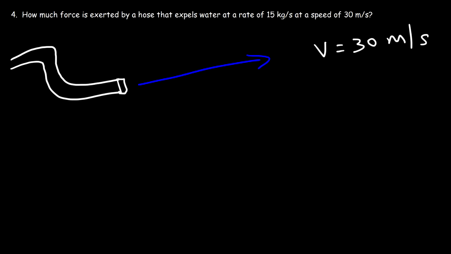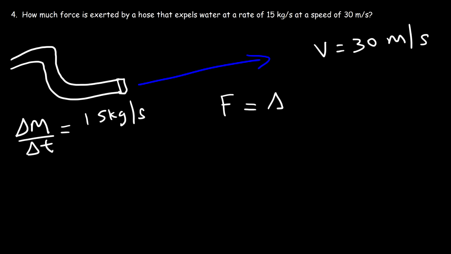So if we look at the unit kilograms per second, that tells us that we have the mass flow rate, delta M over delta T. Now, to calculate the force, we know that force is equal to the change in momentum divided by the change in time. Now, the momentum can change two ways. Either you change the mass or the speed. In this case, we're going to deal with the change in mass.